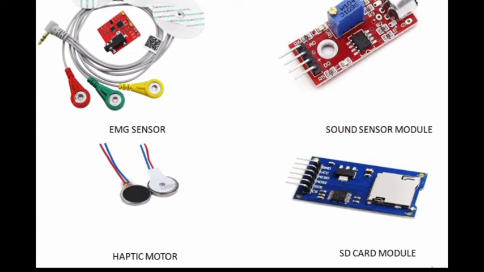So our device Vaani consists of 4 different modules. Number 1 is the EMG sensor module. Number 2 is the sound sensor module. Number 3 is the haptic motor, and number 4 is the SD card module.